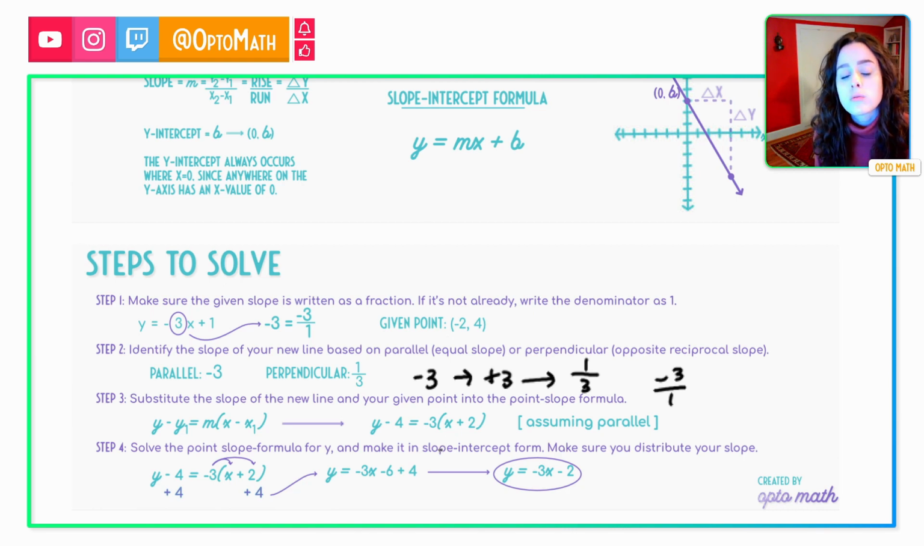Lastly, if we want to write our equation in slope-intercept form, we have to just distribute our slope into our parentheses and then get the y by itself on the left-hand side of the equation and then combine like terms. So we distributed and we got negative 3x minus 6, and then we added 4 to both sides. So we have y equals negative 3x minus 6 plus 4, and then finally we have our slope-intercept form, which is y equals negative 3x minus 2.